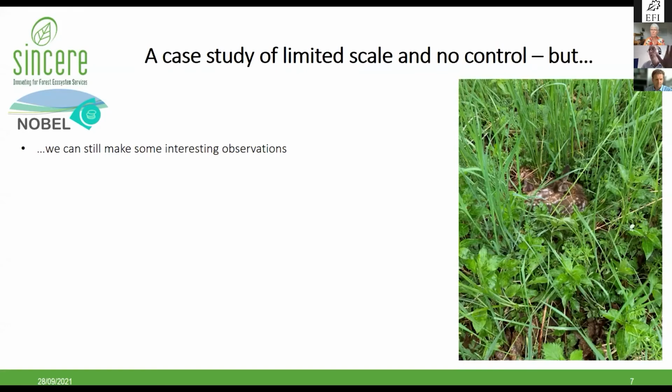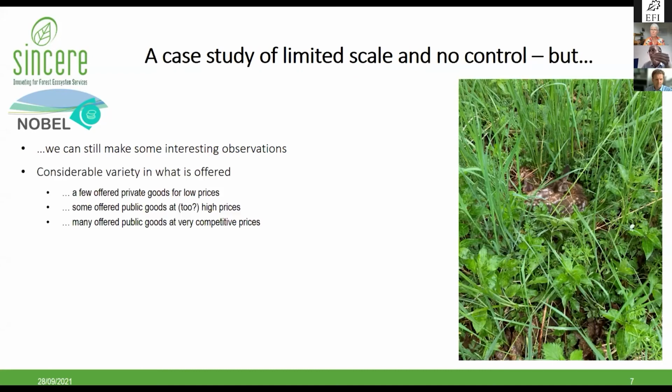So what did we learn? What can we learn from a case study of limited scale and with no control design-wise? But we can still see some interesting things here. We see considerable variety in what is offered. Few forest owners offered private goods for low prices. Luckily, there were not many, and those were small bits and small ideas.